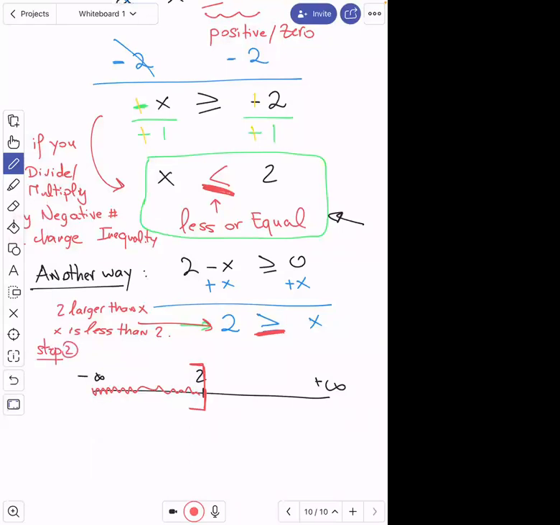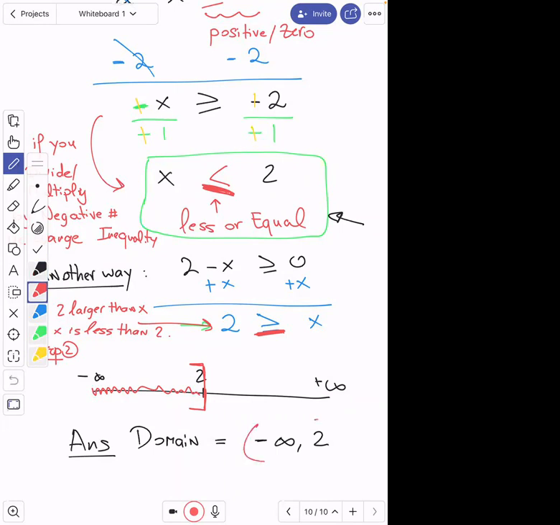So the final answer would be, the domain is negative infinity all the way to positive 2, and infinity is excluded, of course. Positive 2 is included, right? So we use a bracket for positive 2, so included. That's my domain.